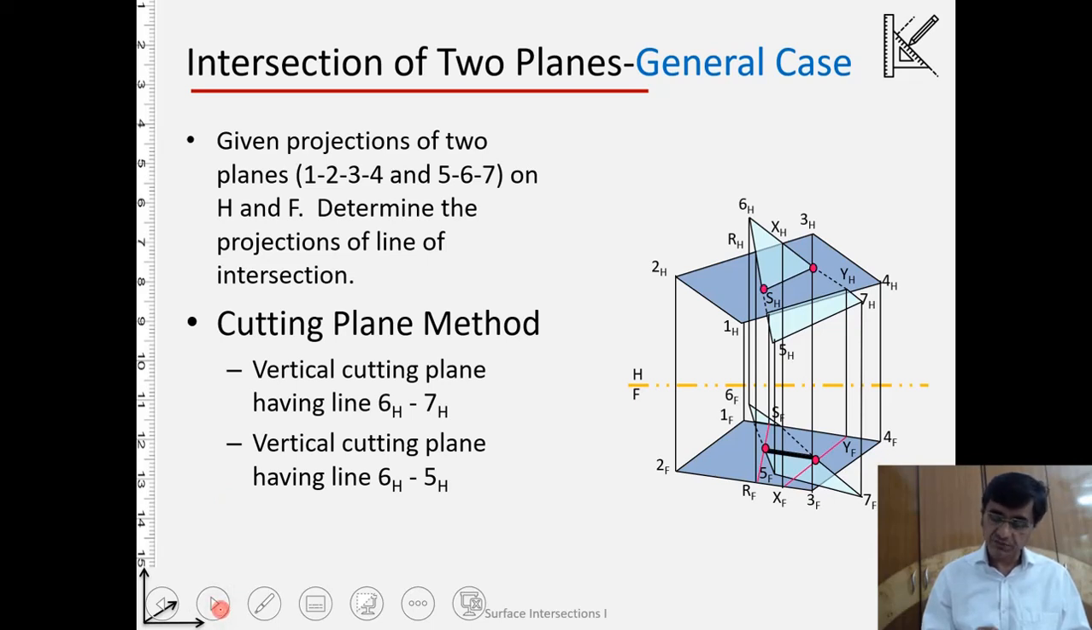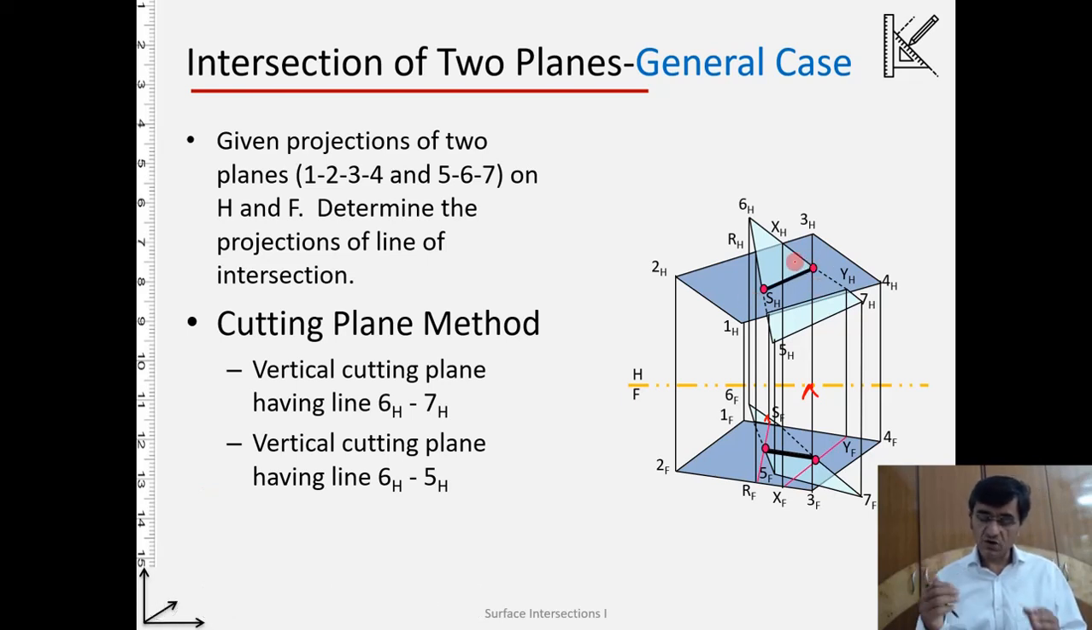Similarly, I can transfer these points from here with the help of the projectors. With the help of the projectors I can transfer them and locate them on the horizontal plane, and then also I can locate the horizontal projection of the line of intersection of these two planes.